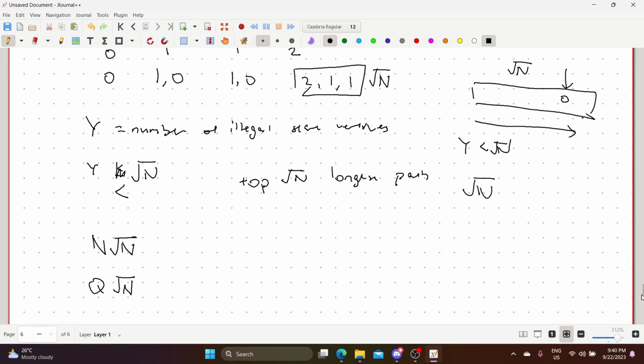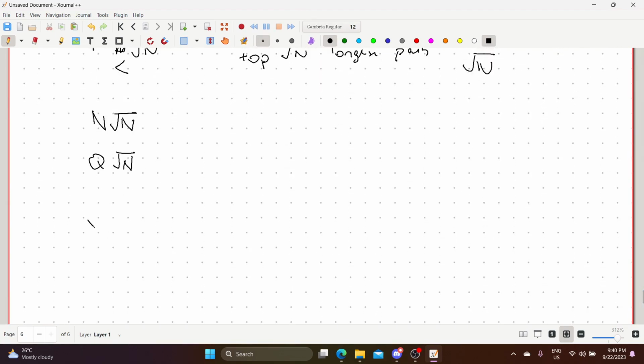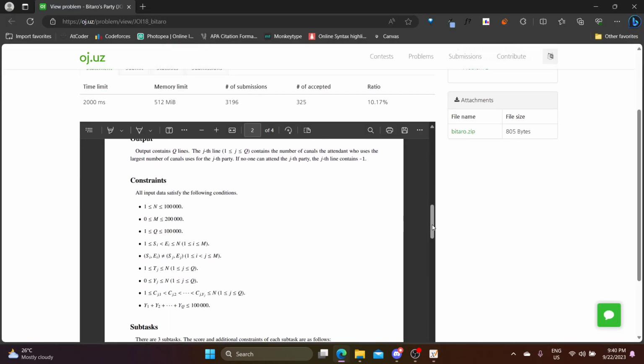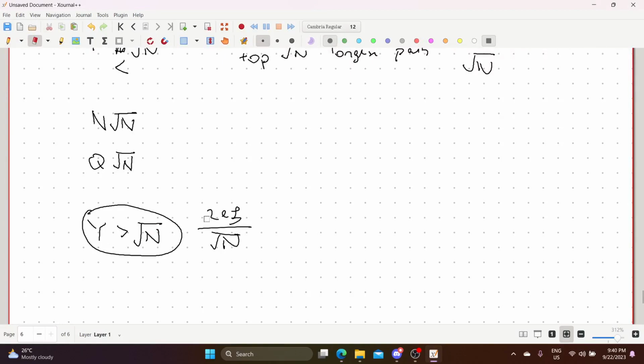And then after that, for the y that is more than square root n, actually this is even easier, because the number of cases where this can happen is smaller than 2e5 over square root n, because there's the constraint that, is it 2e5? No, it's 1e5. There's a constraint that the sum of y is smaller than or equal to 1e5. So the number of cases where this happens is 1e5 over square root n.